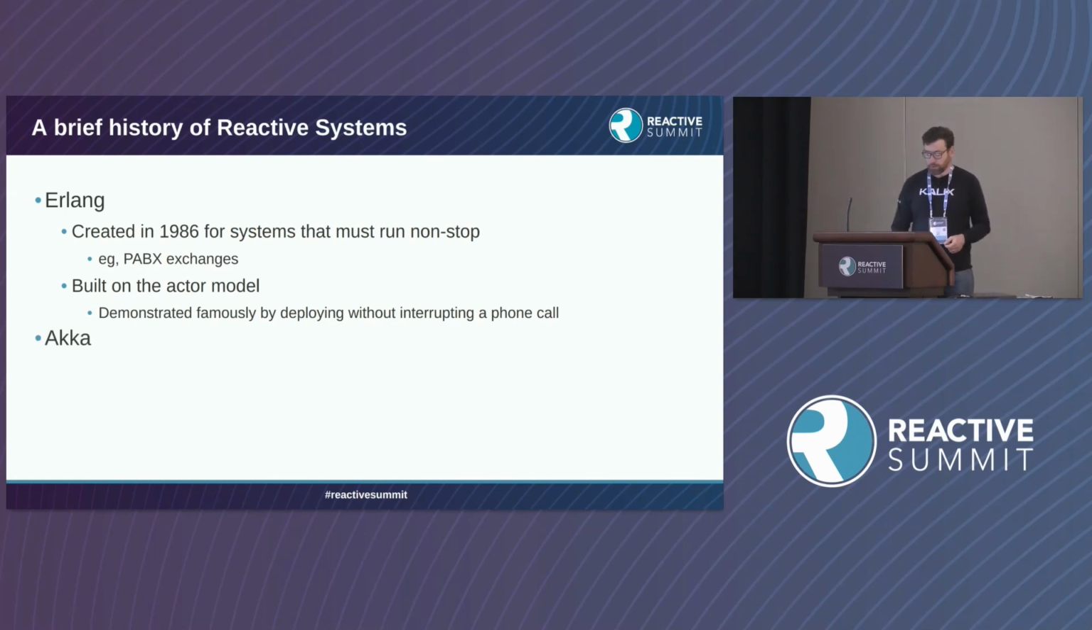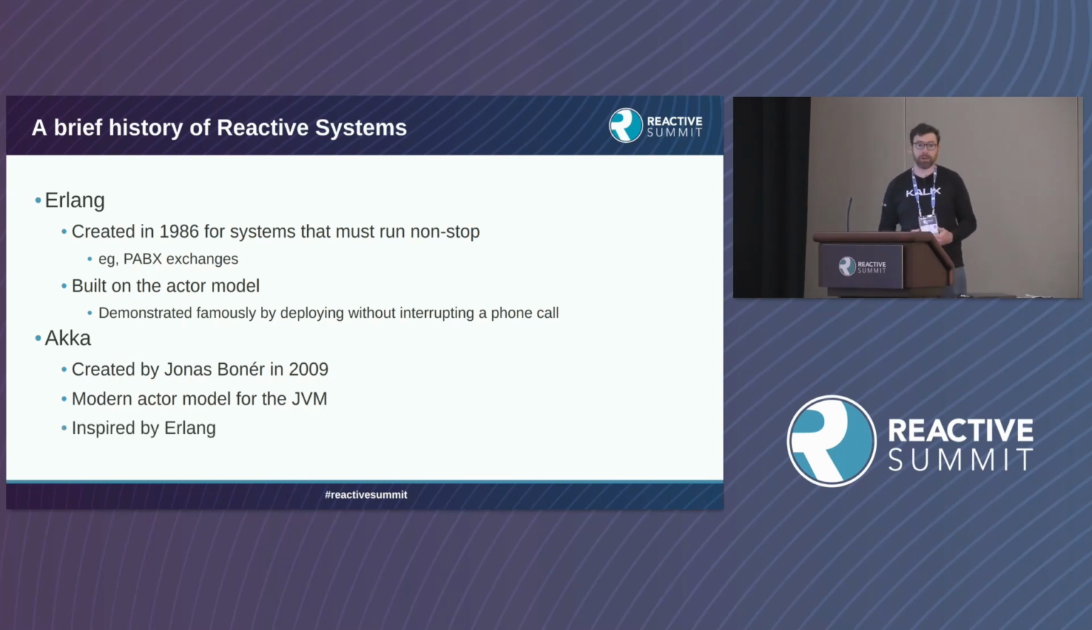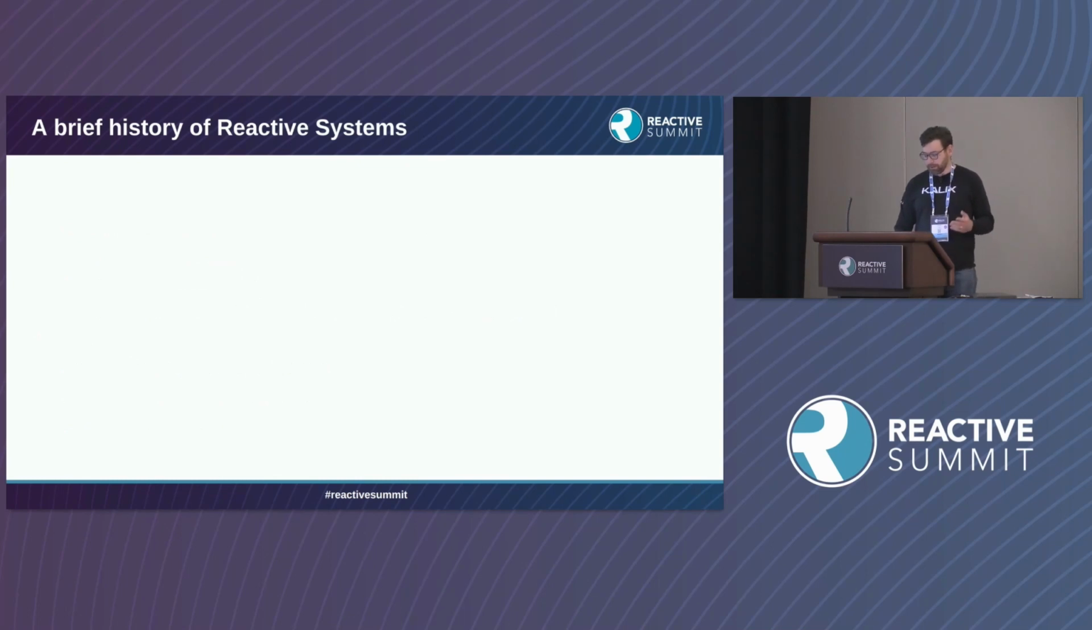Move on to more modern times. Akka was developed by Jonas Bonnier, who we heard earlier today. And it's a modern actor model for the JVM inspired heavily by Erlang. So we've got these concepts of actors, of message passing, of being able to fail independently, of being able to be deployed independently. But there are also other things that were kind of brewing over the years.